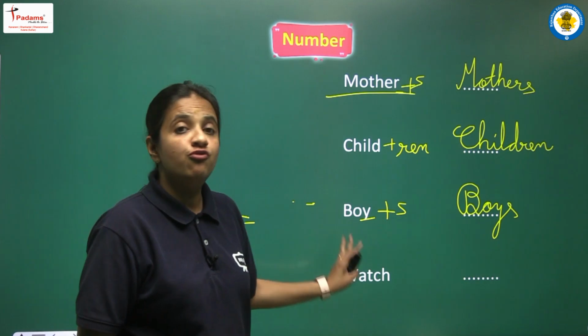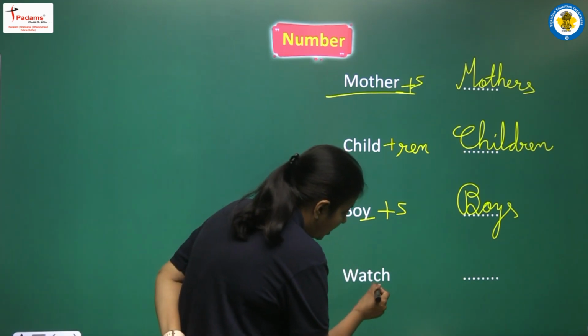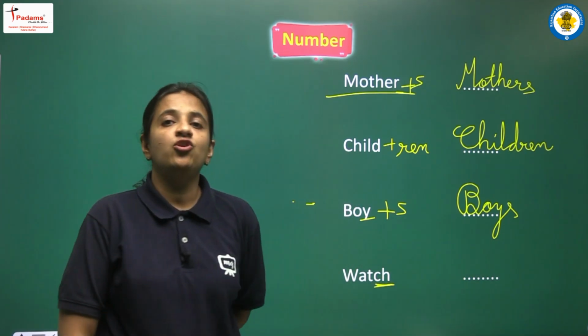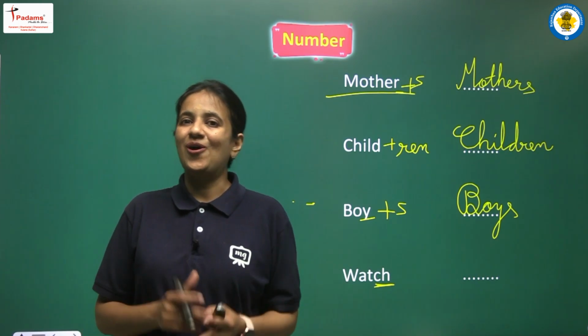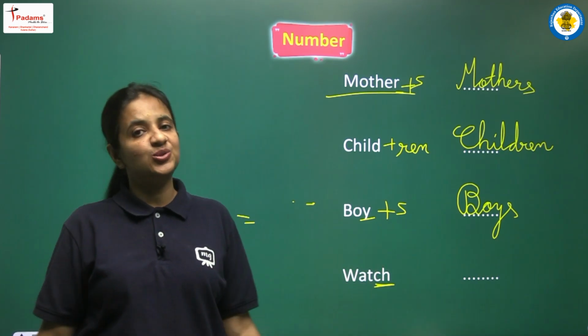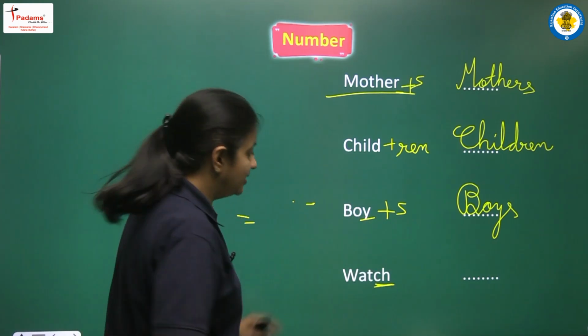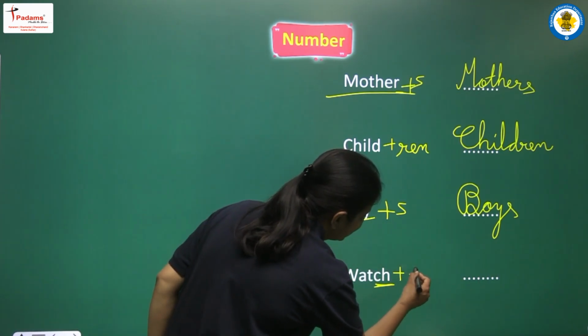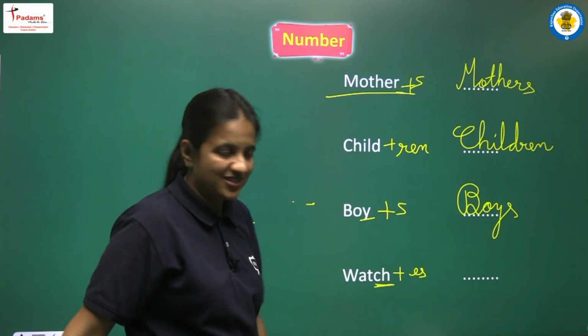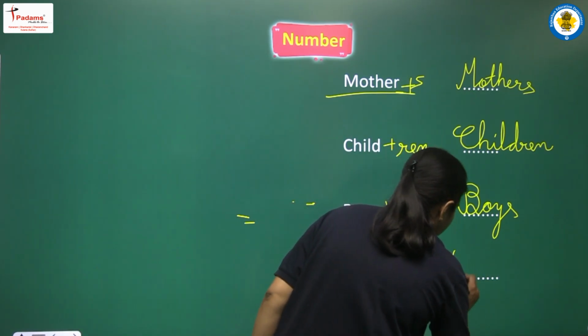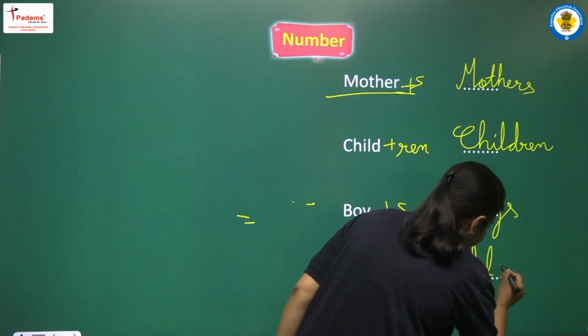Next we are having watch. So let's see the spelling. We are having CH at the end of the word. So yes, just recall the rules. We have discussed this thing also, that if we are having CH at the end of the word, then we have to add what? ES. Okay, so now watch, it will be watches.